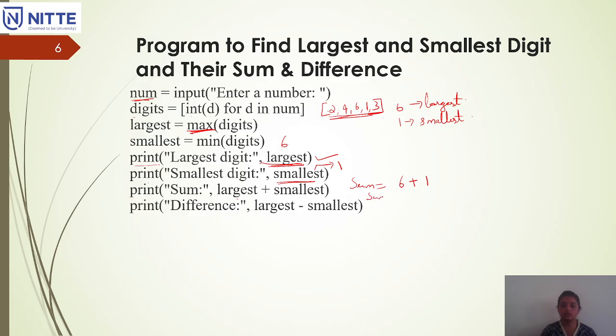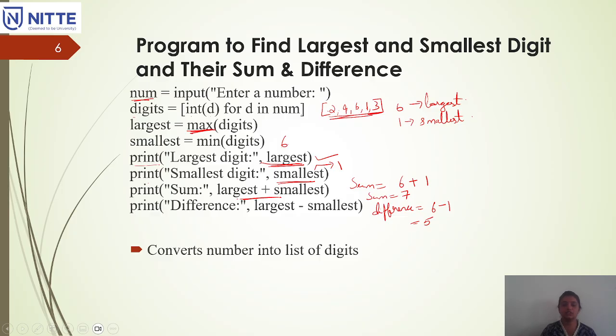So sum is equal to 7 is going to get printed, but it won't get stored because the operation is happening in the print statement itself. And the difference, largest minus smallest. So the difference variable is being declared there. 6 minus 1, which is 5, will get printed automatically. So using the print statement, all the needed values, the largest digit, smallest digit, sum of the digits, and difference of the digits, get printed.